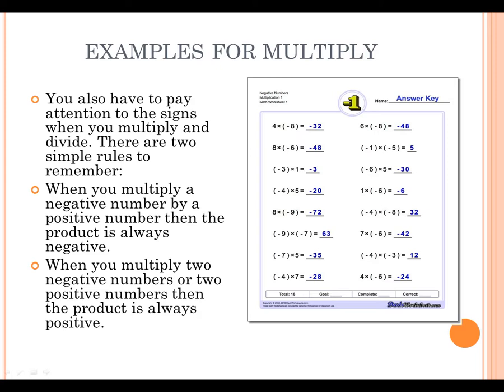And here is a solved worksheet. You can see 4 multiplied by minus 8: the signs are different, so the answer should be negative. And here also the signs are different, so the answer is negative. Here the signs are similar, minus 4 multiplied by minus 4, so the answer should be positive. If the signs are the same, the answer should be positive, but if the signs are different, the answer should be negative. So you can see this solved worksheet.